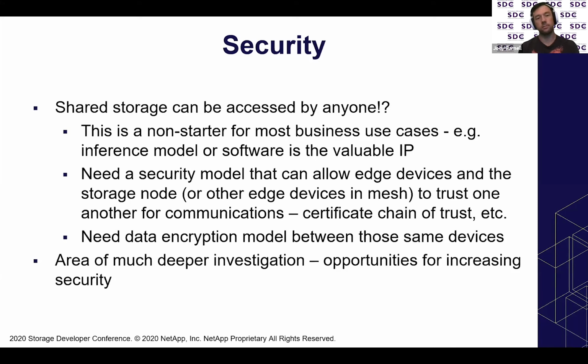So we need a security model that can allow edge devices and storage nodes to trust one another. We need certificates, chains of trust. We need something that is standards based, security for edge and fog computing. And we need to enable things like HMAC or AES to allow us to trust one another without a man in the middle. And we need a data encryption model that supports that as well.